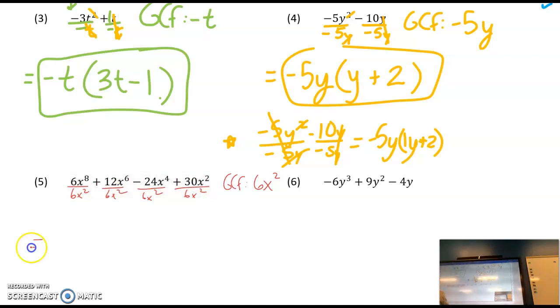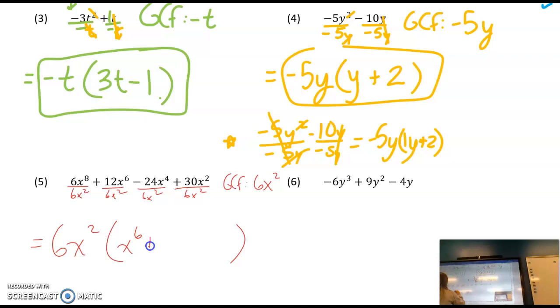Okay? So when I factor out a 6x squared, let's find out what's left over. So 6 divided by 6 is 1. And now, how many x's am I left with? Well, if I had 8 on top and 2 on bottom, I'm left with 6.